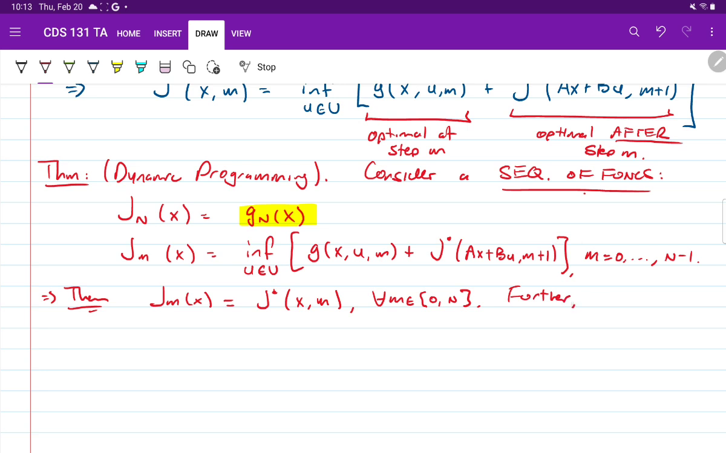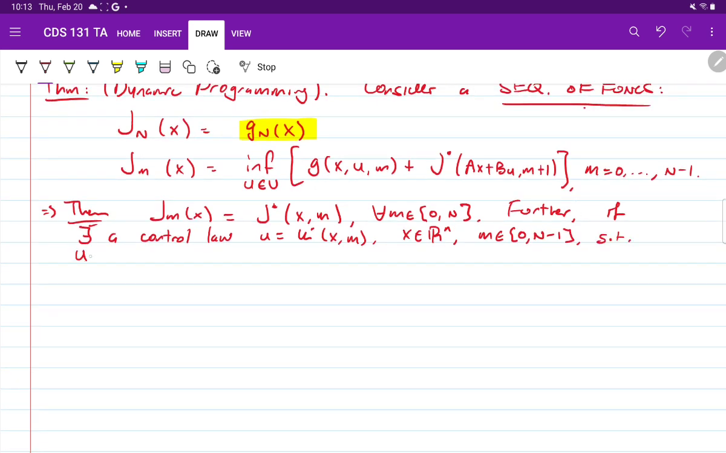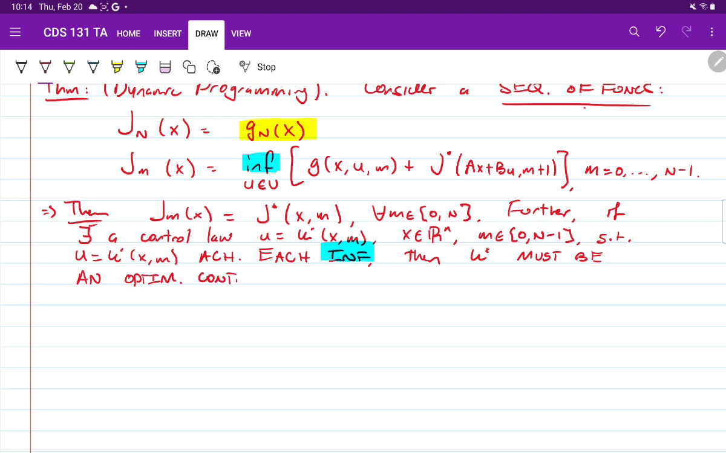Now further, if there exists a control law u equals, let's say, k star of x comma m, where x is any state in R^n, and m belongs to this interval 0 up until N minus 1, such that u equals k star of x comma m achieves each infimum, where each of these infimums will just be these up here, then k star must be an optimal control law for the full problem.